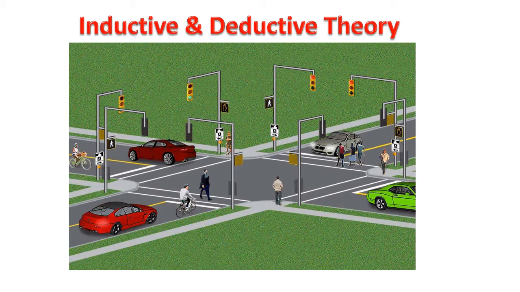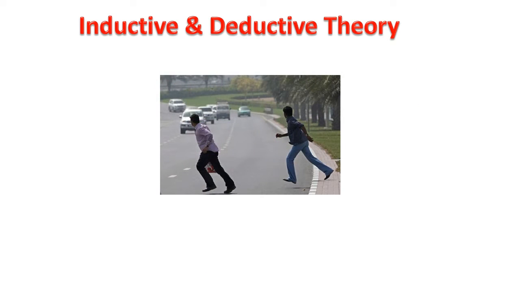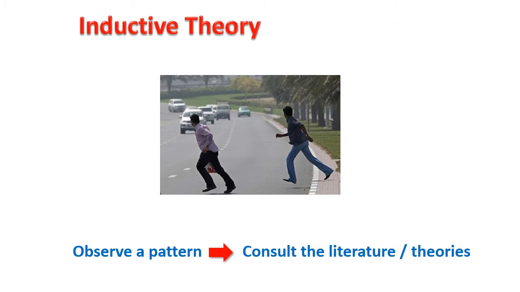However, I've often observed that pedestrians will go out of their way, walk away from a crosswalk to mid-block and cross the street. Now, this is where I'm observing a pattern. If I observe a pattern first and then I go and consult the literature and see what the theories say, that's inductive theory. Observe the pattern first, then consult the literature.